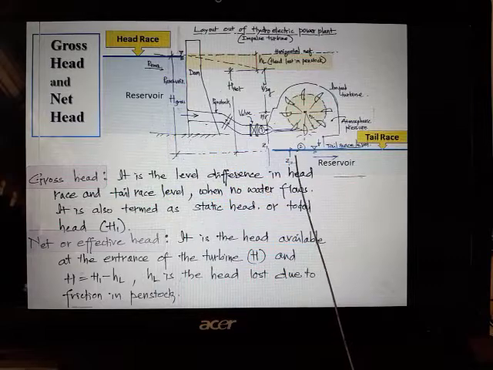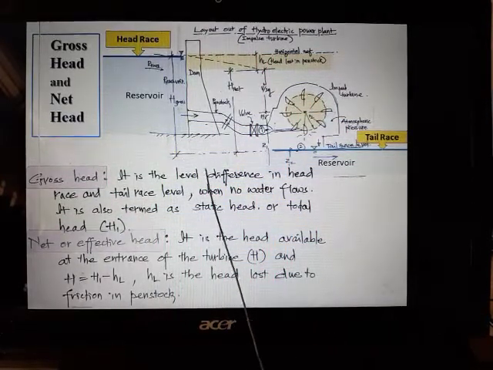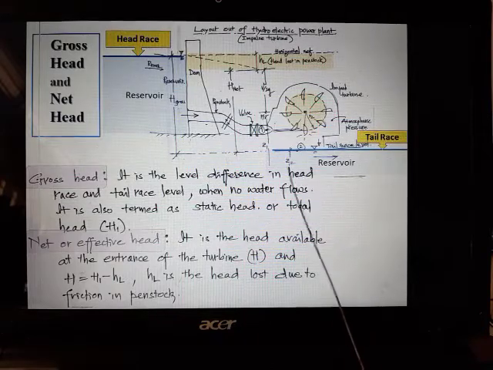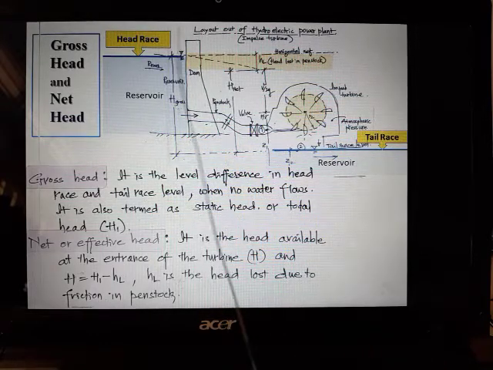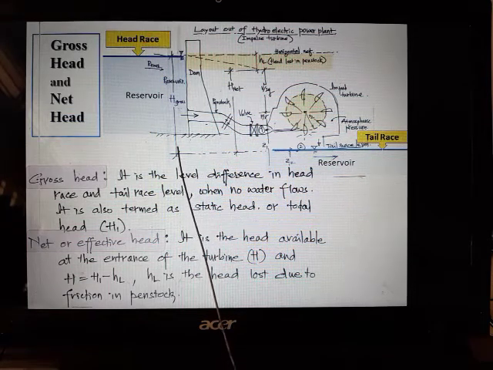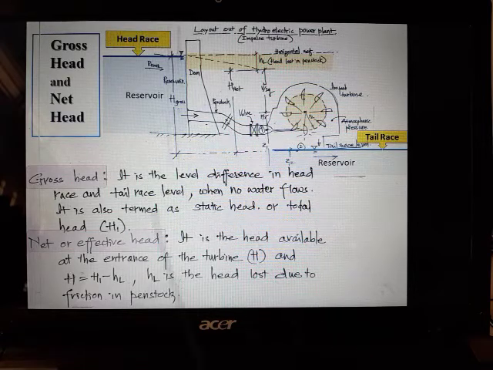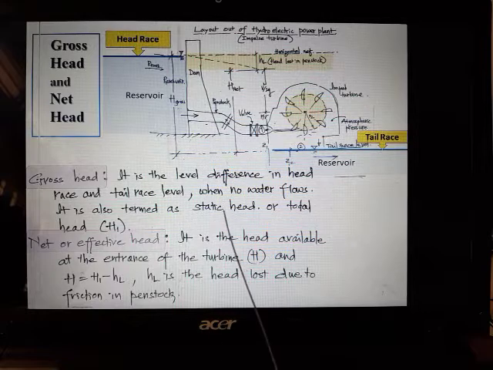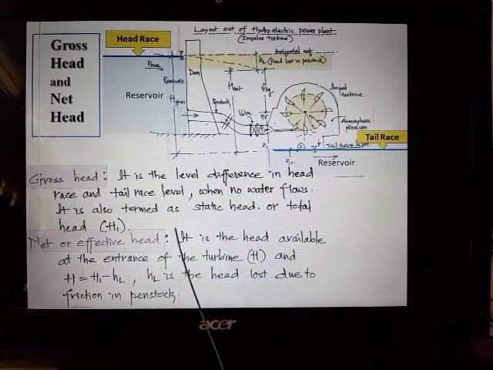The gross head is nothing but the level difference between the head race and tail race level. That is, if you take this level and this level, whatever difference in level is there, that is known as gross head. When no water flows, when the water is stagnant, it is also termed as static head or total head.